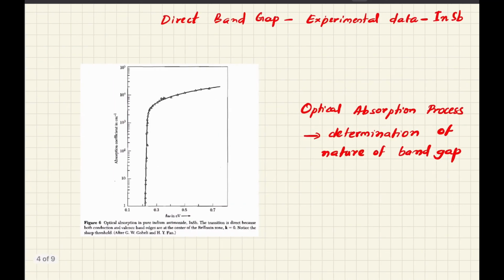Now here I have shown experimental data of indium antimonide, and here I have plotted the absorption coefficient for indium antimonide as a function of the incident photon energy, and you can see from the nature of the graph, there is a sharp transition at some point.